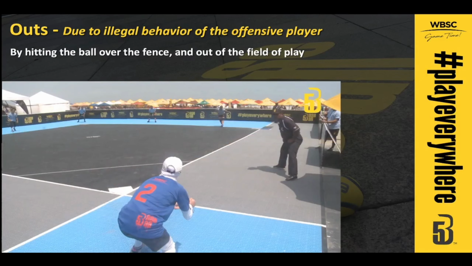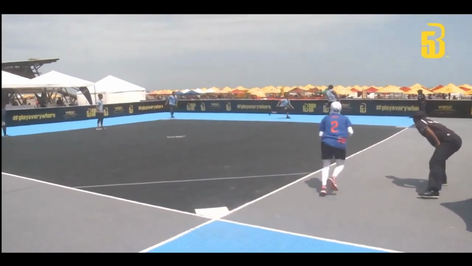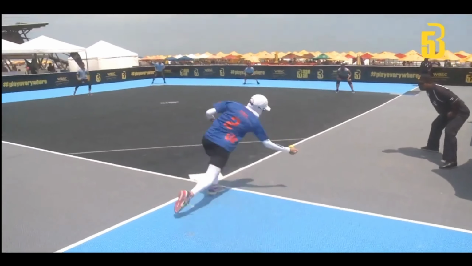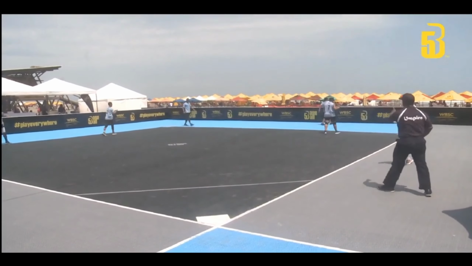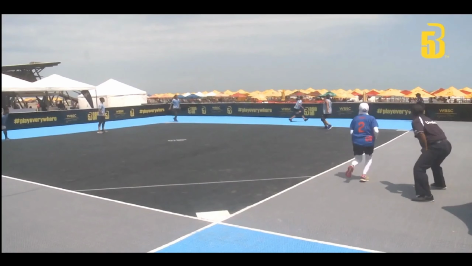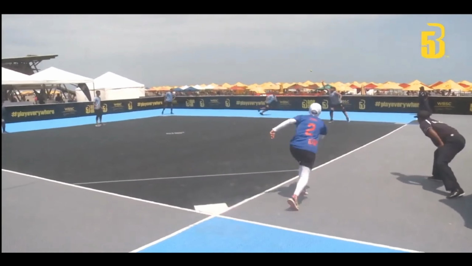This is a similar situation, but this time the batter hits the ball over the fence. Obviously, that's great news if you're playing baseball or softball, but in Baseball 5, it's an automatic out, and there was no delay by the field official making that call of out. You do not want to hit a home run by hitting it over the fence. Can't happen.